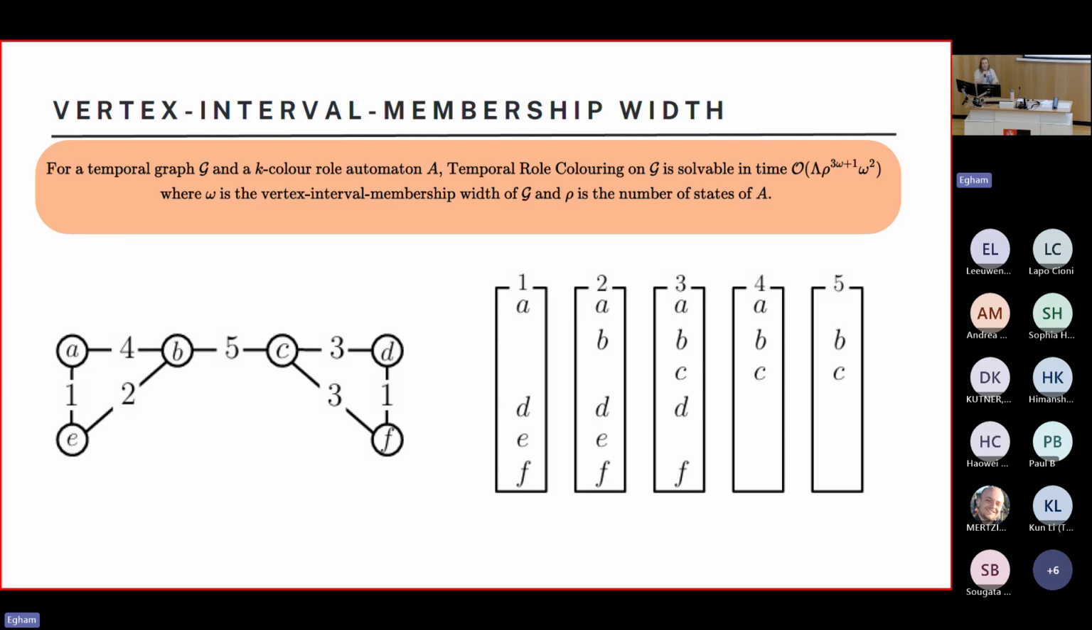And so this is good for very sparse temporal graphs. And so we give an FPT result for this parameterized by the vertex interval membership width and also the number of states in our automaton.